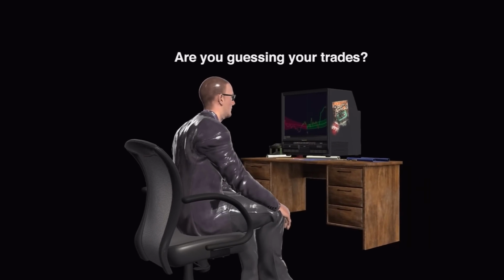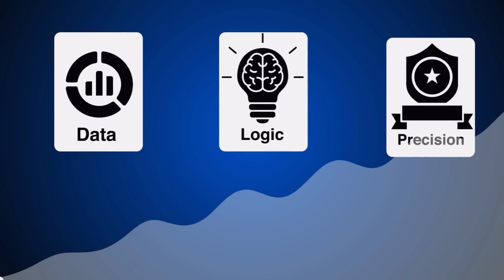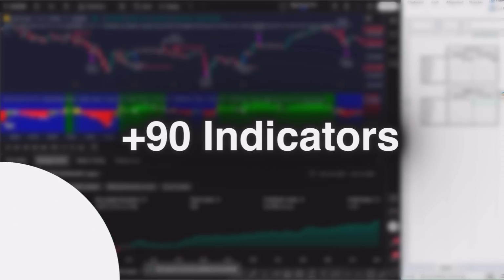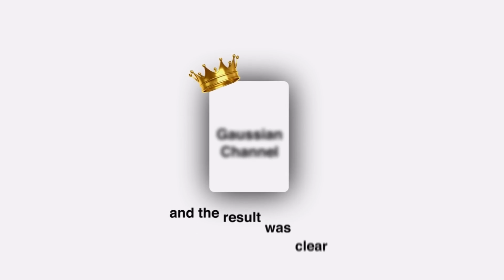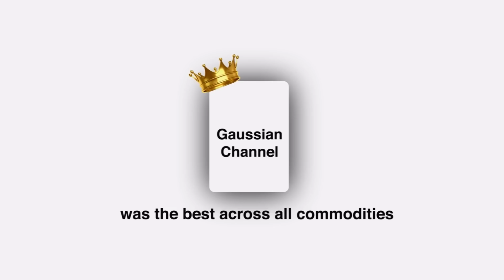Are you guessing your trades? That's how most people lose. But here we don't guess, we trade with data, logic and precision. In episode 1, we tested over 90 indicators to find the best trigger, and the result was clear. The Gaussian channel was the best across all commodities.